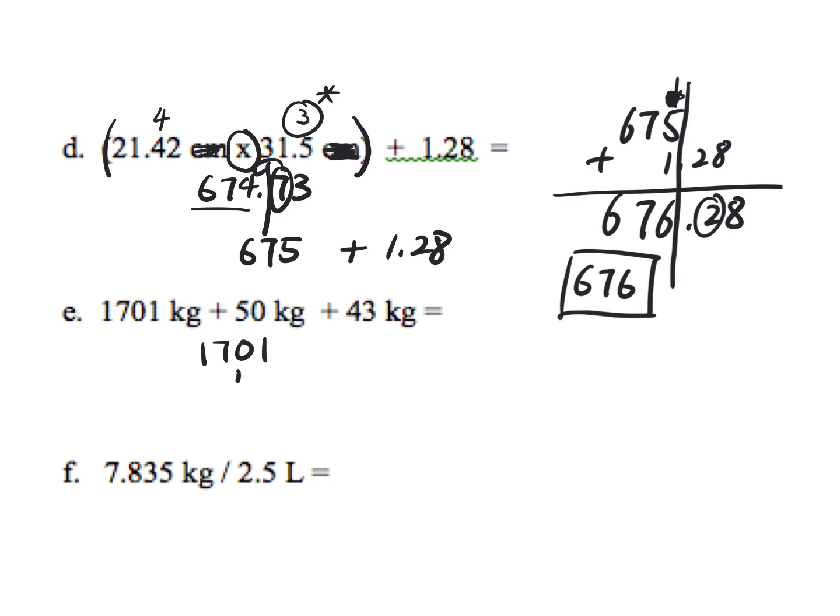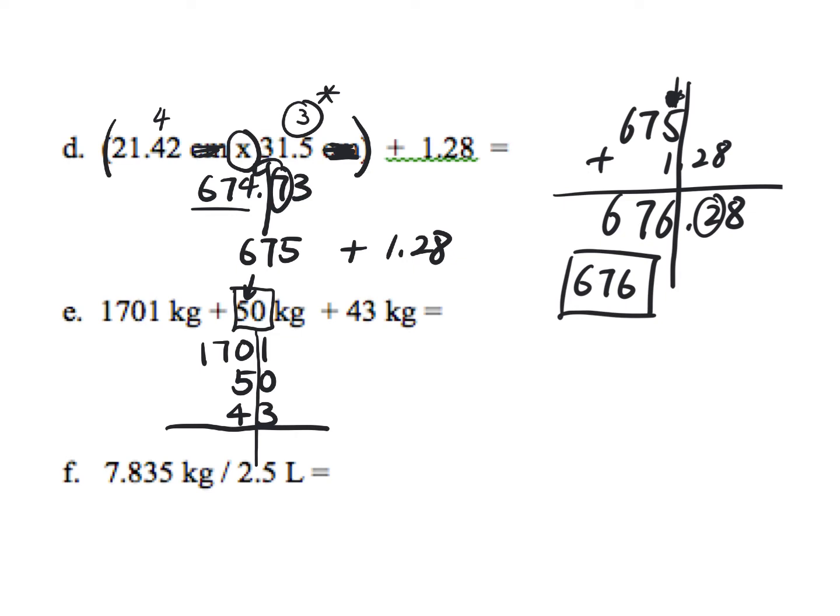The next one, 1,701 plus 50 plus 43. Okay, so the tricky part is now I can't just draw a line here, okay? That's not right because I need to see which one is the least decimal place for significant figures. I can give you a hint. This 50 is tricky. Because only the 5 is significant, the 0 is not. So that means for this measurement, I only have an estimate at my tens place, right? So overall, I can only end at the tens place. Does that make sense? Let's just put the numbers down.